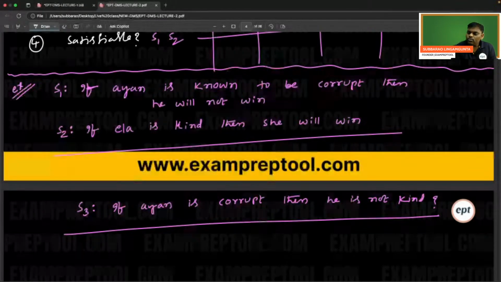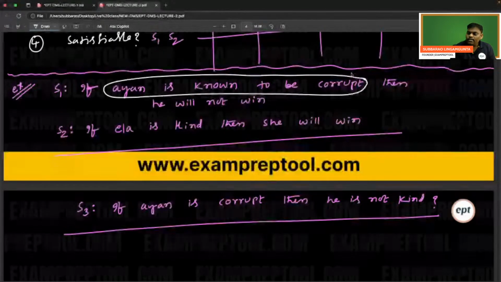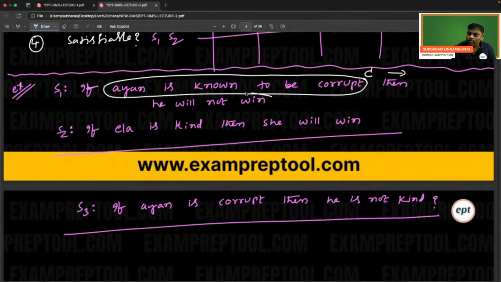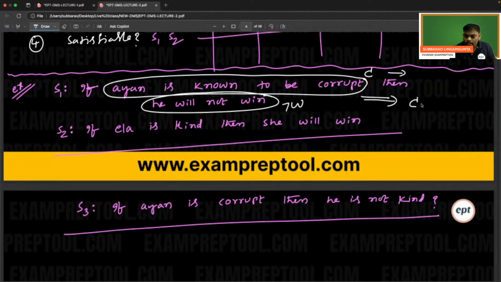If Iron is known to be corrupt, then he will not win. See this one, everyone. Iron is corrupt, so something like C. Then means implication. Then he will not win. Remember, he will win is W, and not win means negation W. So this is finally C implies negation W.